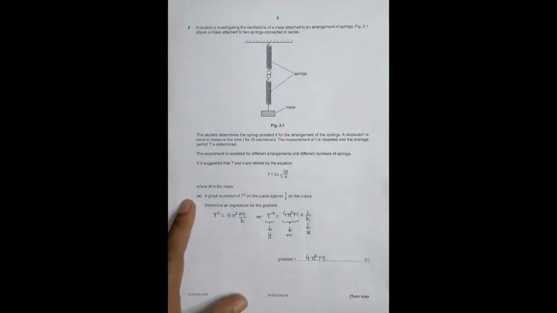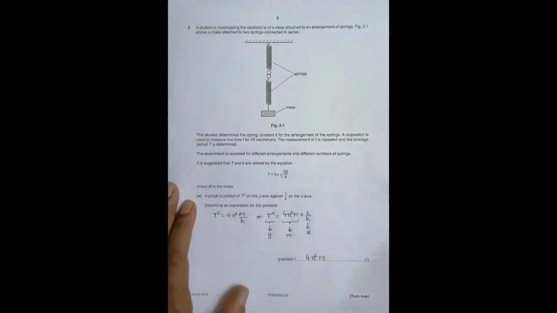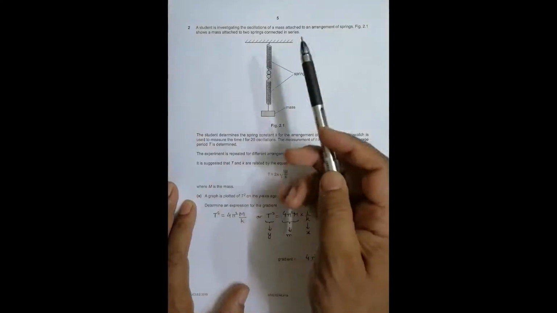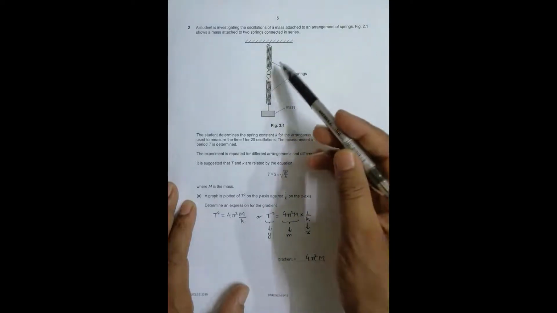So I am attempting a question which was in the exam of one of the colleges that I teach, and what I found was they were very much worried at the beginning of the exam because a certain factor here was something new. So it says that a student is investigating the oscillations of a mass attached to an arrangement of springs. So we have two springs here. Figure 2.1 shows a mass attached to two springs connected in a series arrangement here.